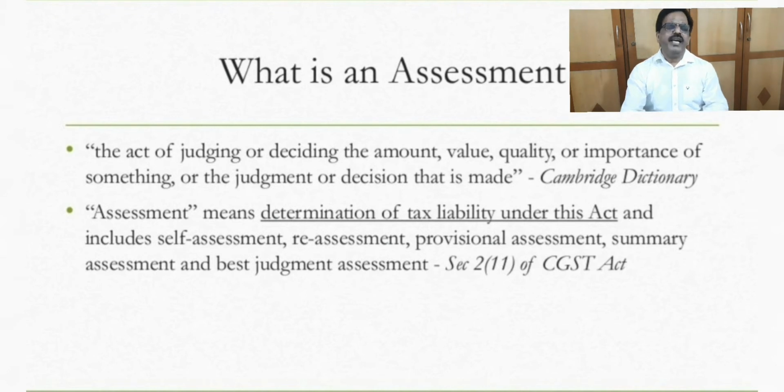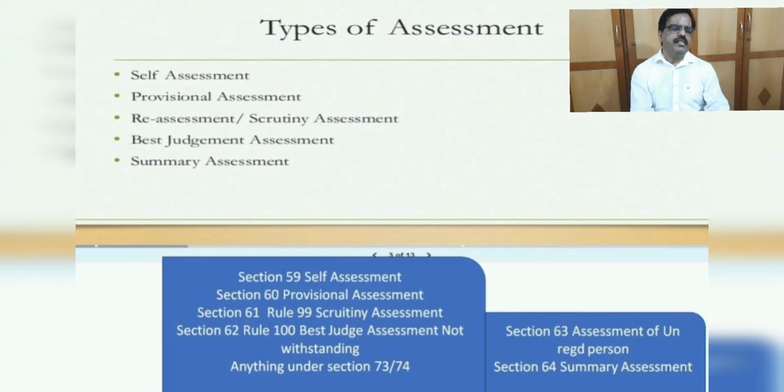Now, what are the types of assessments in GST? There are 5 types of assessment, section 59 to 64. In section 63 there are 62 and 63. It's 2 types of assessment. And now let us understand how these assessments happen.